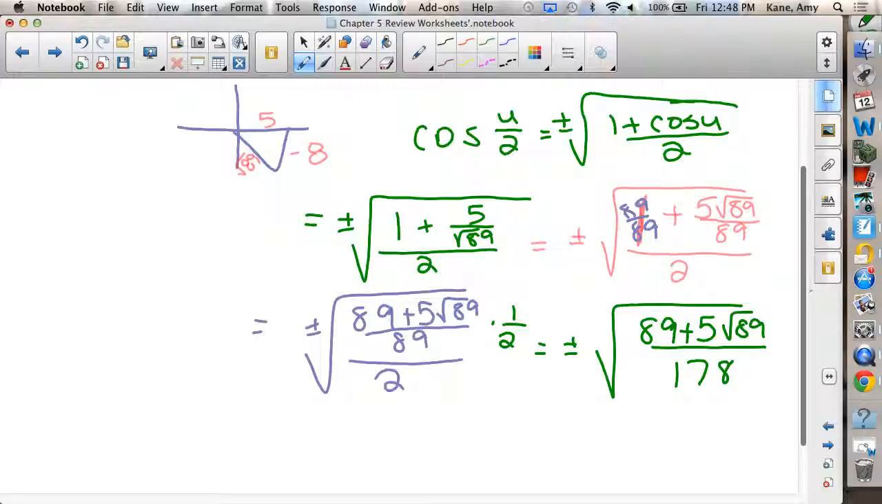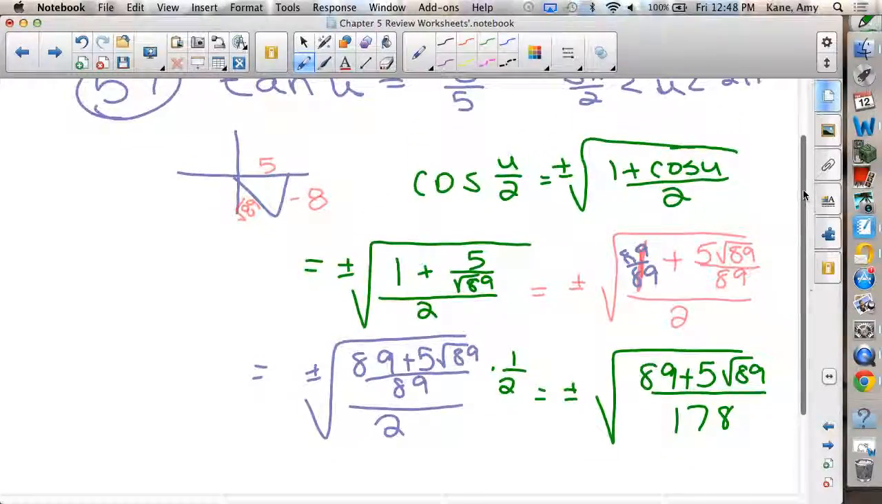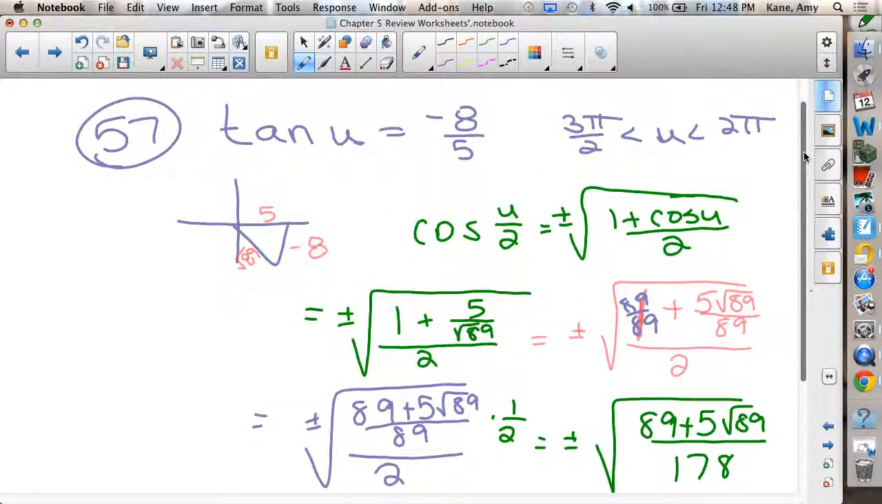But you need to know why it's a plus or why it's a minus. And it does switch for sine, cosine, and tangent. So they're not all pluses, they're not all minuses. That depends on where the angle is located, and it's the half angle. So the location of the half angle, because that's what we're trying to calculate. The angle that we're given is 3 pi over 2 to 2 pi.